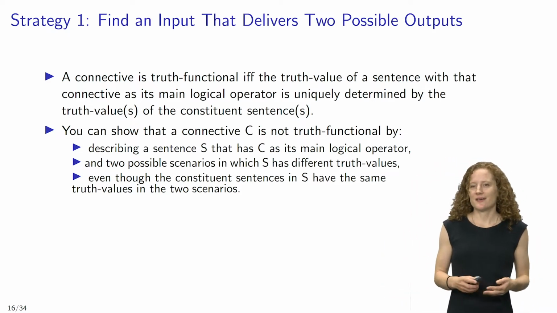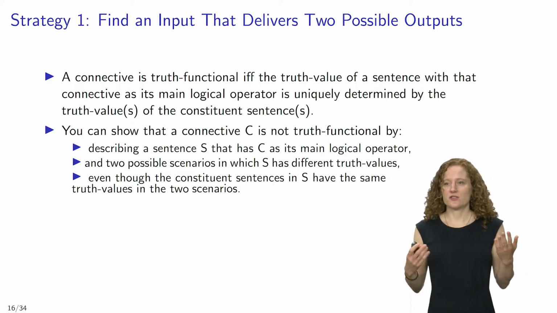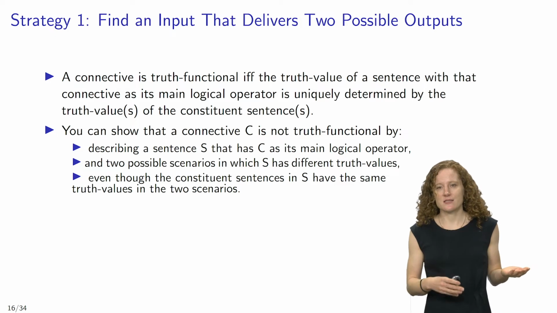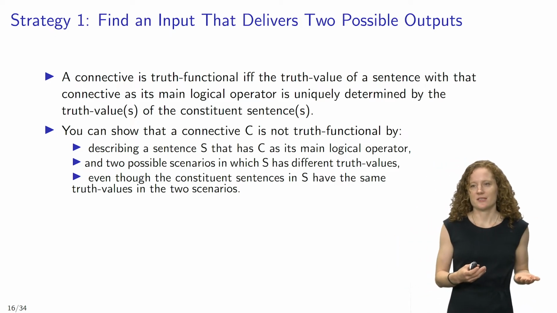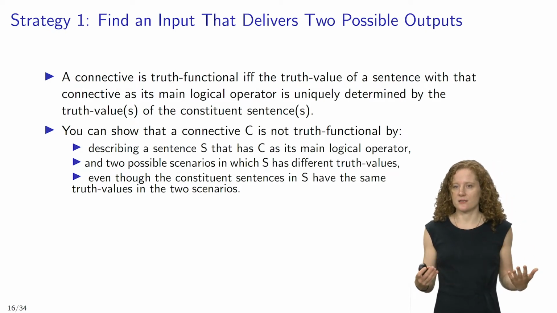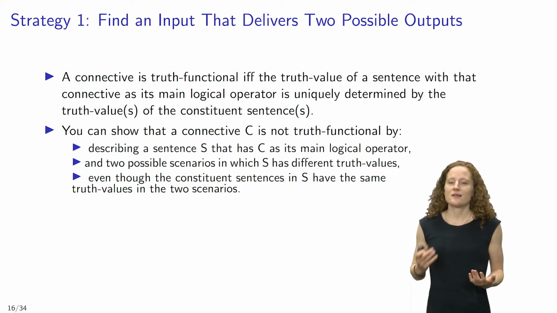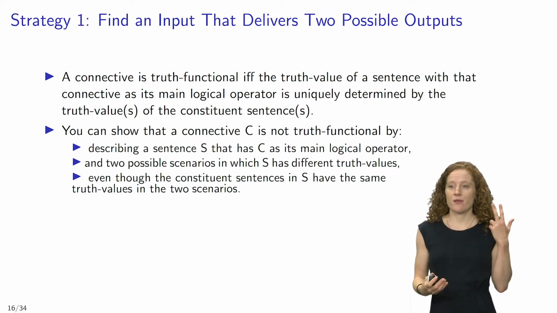We said that a connective is truth functional if and only if the truth value of a sentence with that connective as its main logical operator is uniquely determined by the truth values of the constituent sentences. And that means that you can show that a connective C is not truth functional by doing three things.